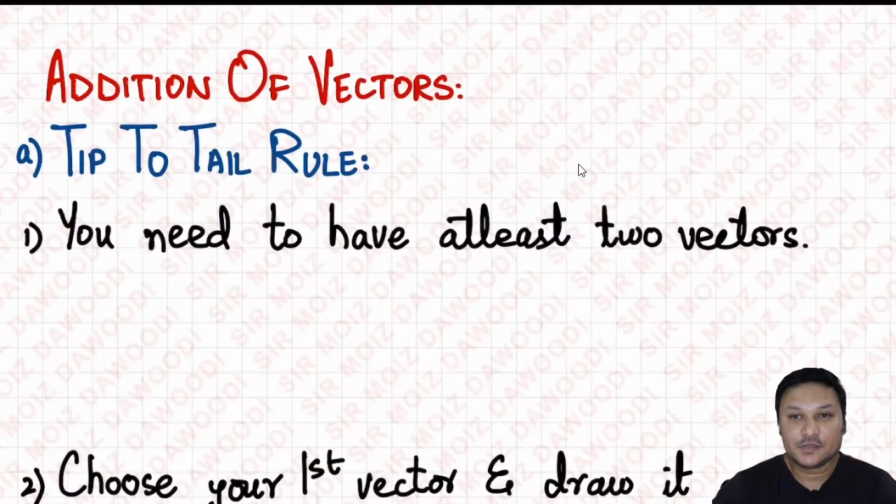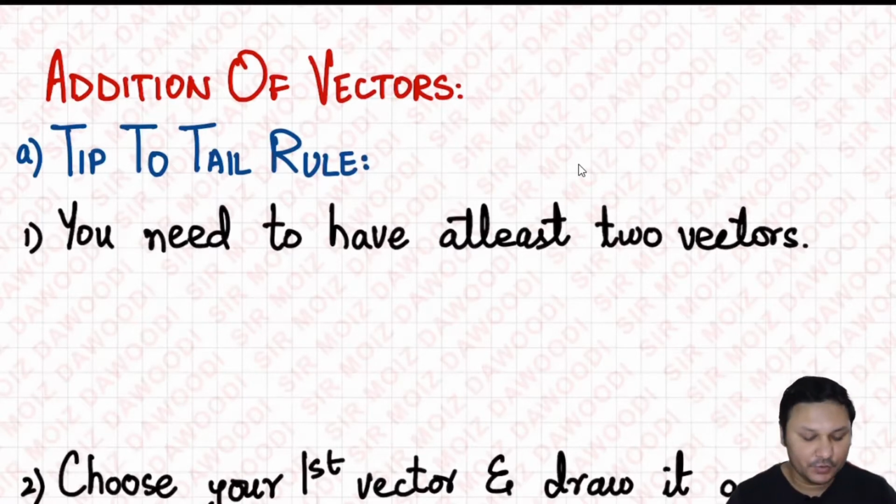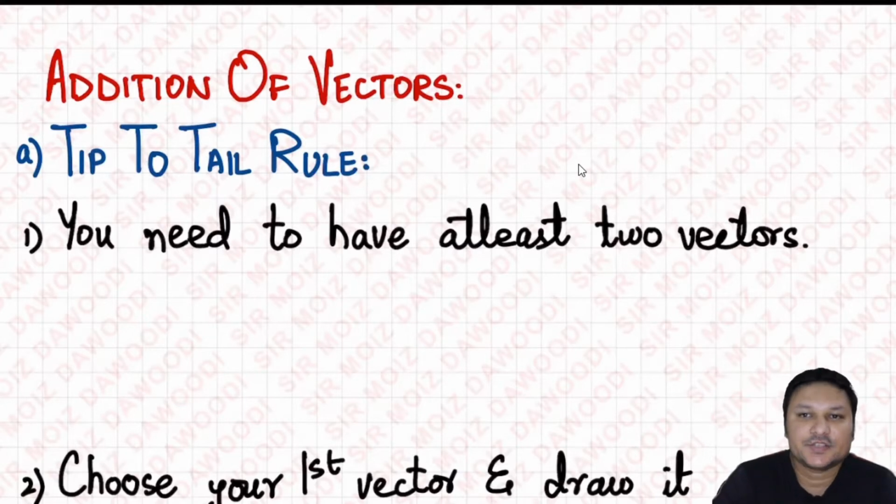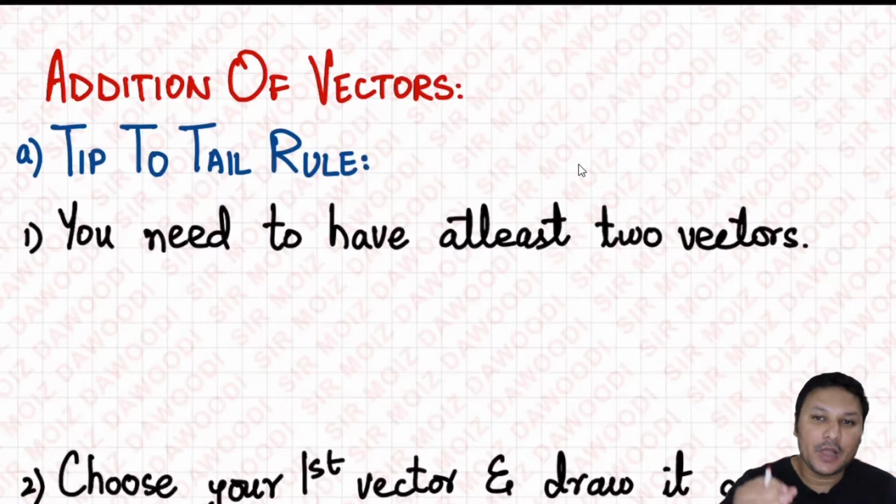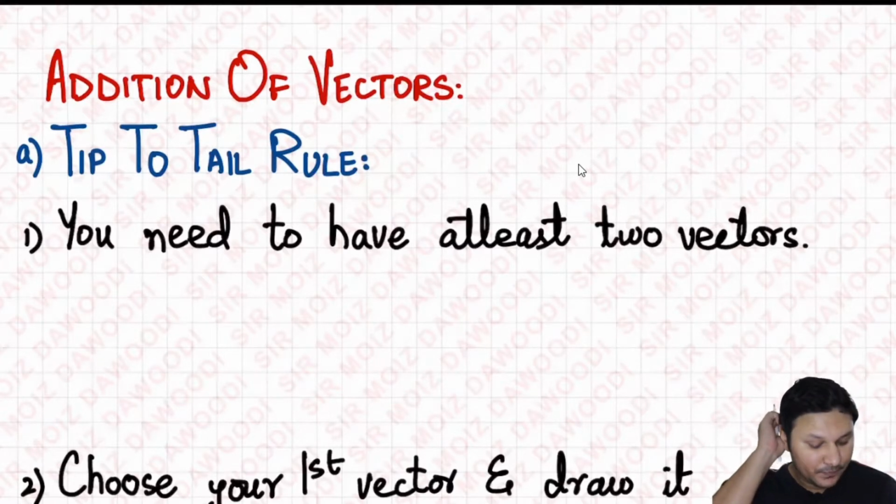So today in this video, we will learn how to add two vectors using tip to tail rule or parallelogram method. In this video specifically, I'll be going to talk about tip to tail rule. If I talk about tip to tail rule, we need to follow some steps. I have designed 6 different steps through which you can easily understand how you add vectors using tip to tail rule. So step number 1 is you need to have at least two vectors.